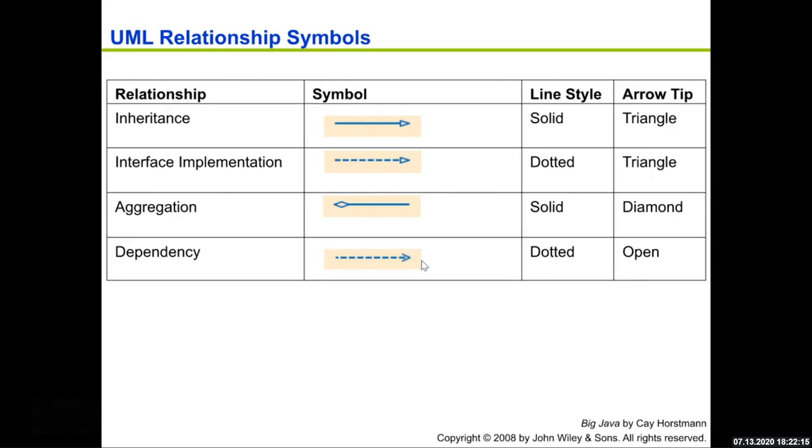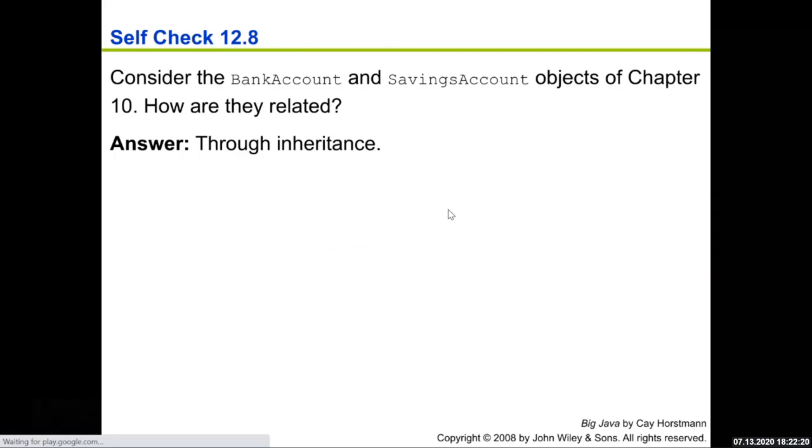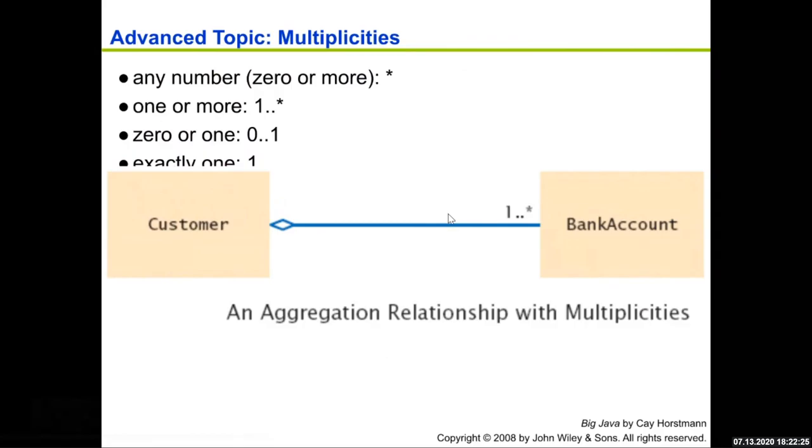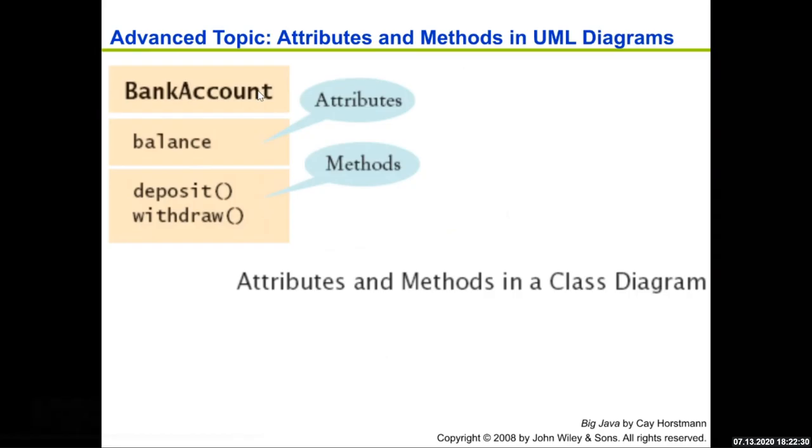Okay, let's skip ahead a little bit. This just shows you another way of writing a UML diagram. We can have our class name on top, and then our attributes, and then our methods.